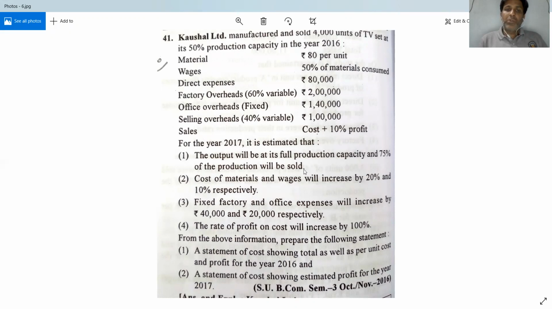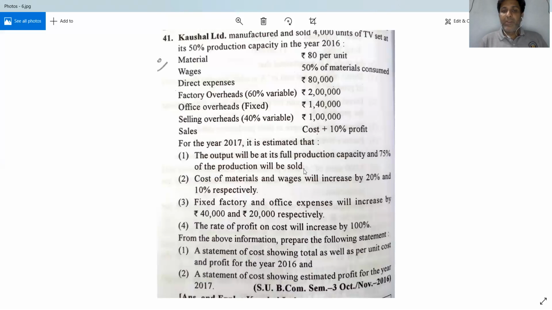Number 2, the cost of material and wages will increase by 20% and 10% respectively. Number 3, fixed factory and office expense will increase by rupees 40,000 and 20,000 respectively. We remember there is a fixed factory and office expense. It means in factory overheads and office overhead, there is a fixed nature increase. Number 4, the rate of profit on cost will increase by 100%.